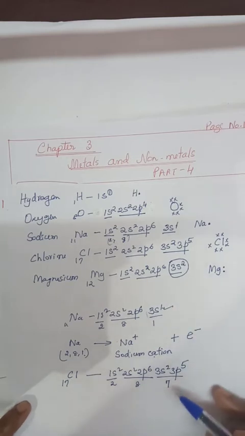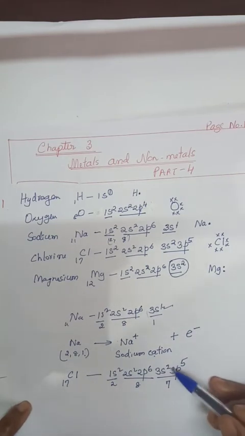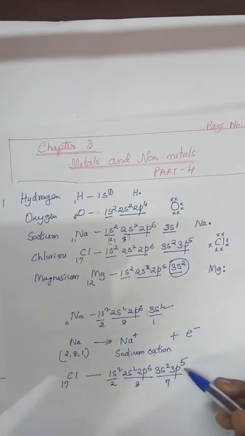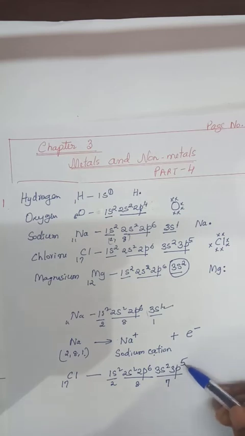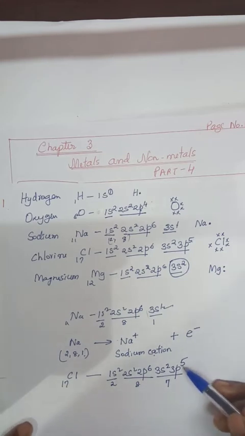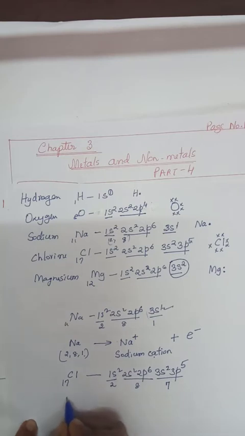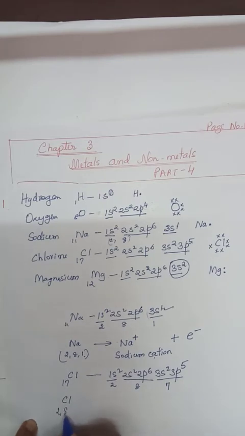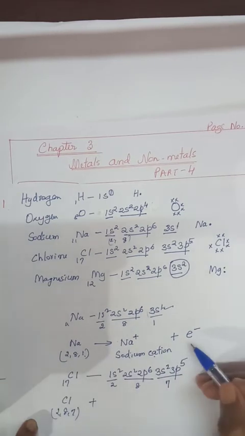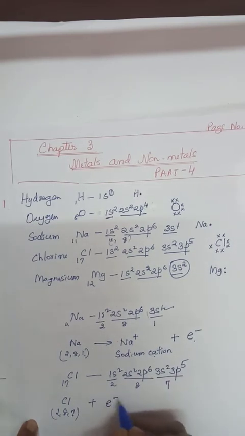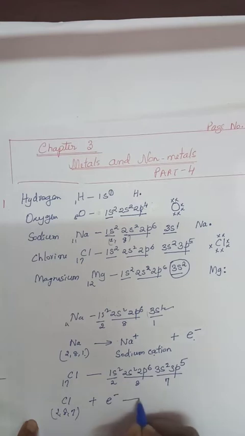But for chlorine, in the outermost shell, how many electrons? 2 plus 5, 7 electrons. The capacity of p is 6, but here there are 5 electrons. There is a shortage of 1 electron. So it is receiving 1 electron from the sodium atom. Chlorine is 2, 8, 7. Now, the electron lost by sodium is gained by chlorine. It is receiving 1 electron from sodium.